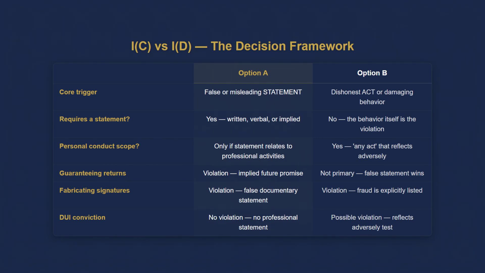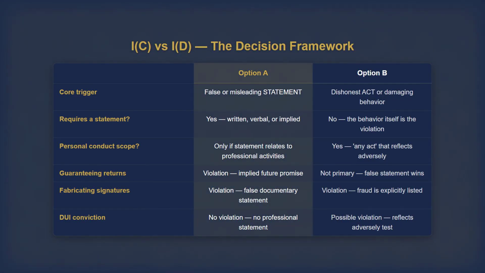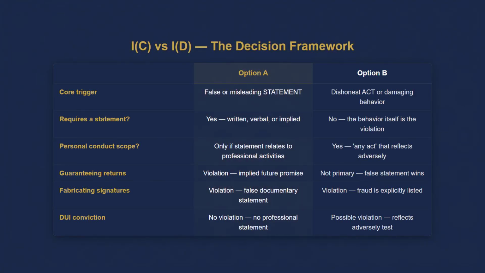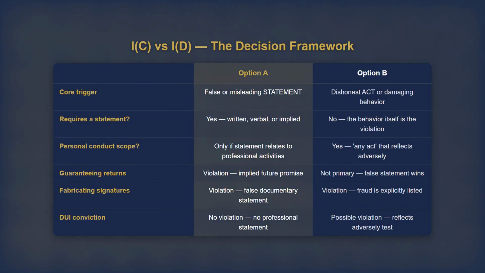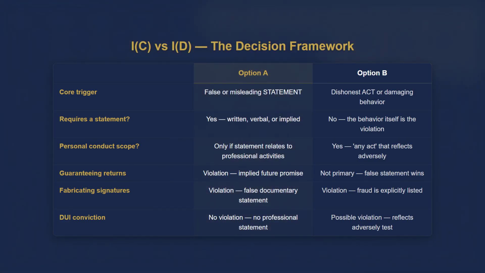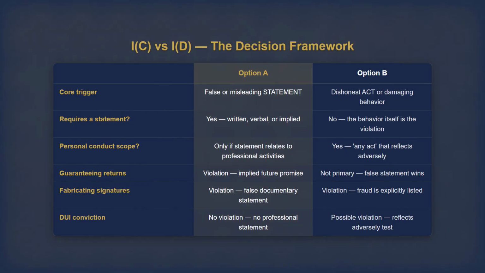Fabricating client signatures. The false document is I(C), the fraud is I(D), both apply. Guaranteeing returns in a pitch. That is a false statement, I(C) only. A DUI conviction. No false statement, I(D) only. Tax evasion. The fraudulent filings may be outside professional activities for I(C), but the dishonest financial act clearly hits I(D).